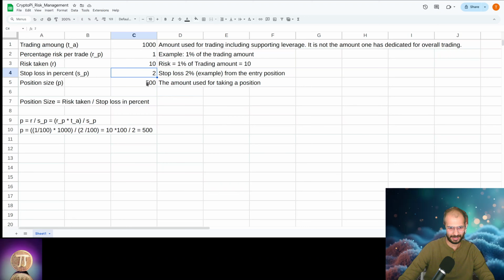Now, my position size, after considering the risk per trade and the stop loss and how much trading amount I wish to invest for that particular trade, will be computed based on this formula. So position size is the risk taken, which is this one, that is the 1% of the trading amount, divided by stop loss in percentage. So that is 2%. So if we put all these values, our position size comes out to be $500.